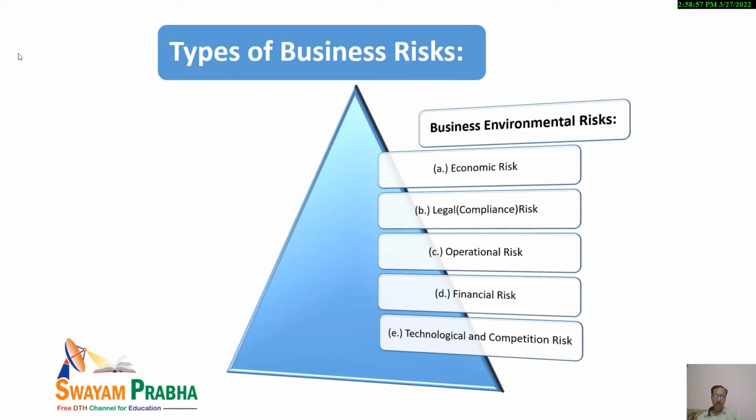Then operational risk. This I have already covered while discussing the types of simple risk. It may be due to some HR issue, some raw material issue, or some machinery issue. So it is basically relating to the operational aspect of the business. It may be due to product, it may be due to process. That is basically operational risk. It has nothing to do with the interest rate and inflation and all that.